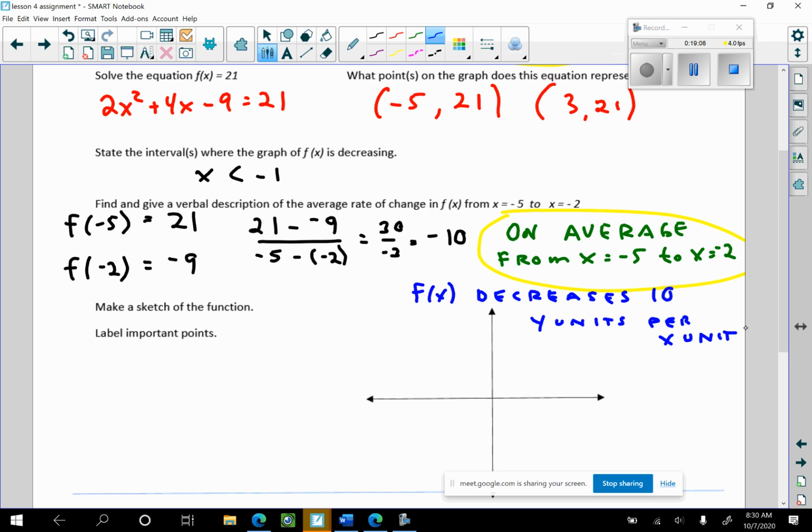So where do the other 2 points come from? You need that, and then you need to talk about f decreasing, and you have to have the units. There are your 3 points. So you have to have the actual average rate of change. You have to talk about it on average from x equals -5 to x equals -2. f of x decreases 10 y units per x unit.